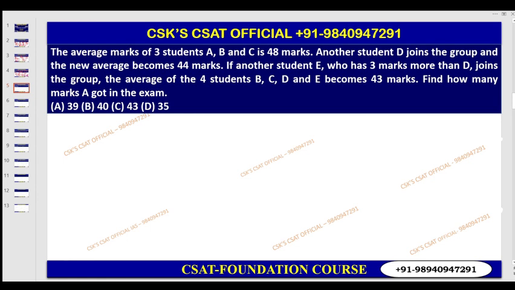Now this question. The average marks of 3 students A, B, C is 48 marks. Then another student D joins the group. The new average becomes 44 marks. If another student E, who has 3 marks more than D, joins the group, the average of the 4 students B, C, D and E becomes 43 marks. Find out how many marks A got in the examination.